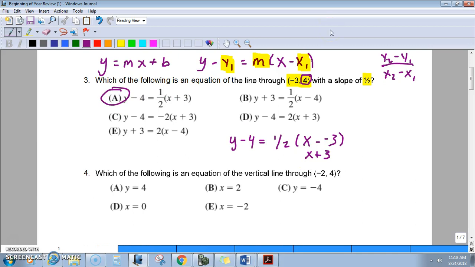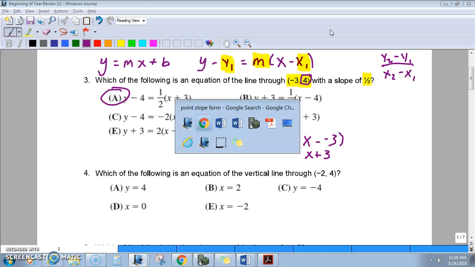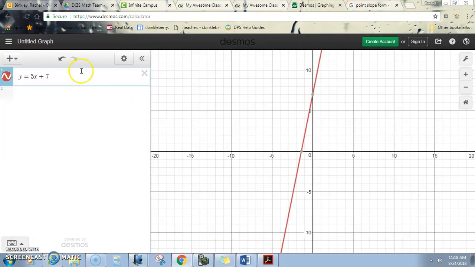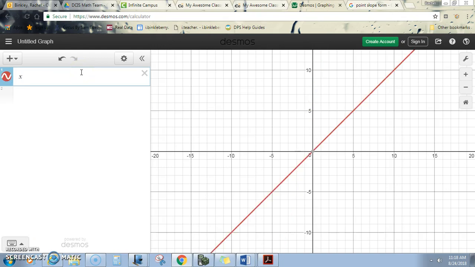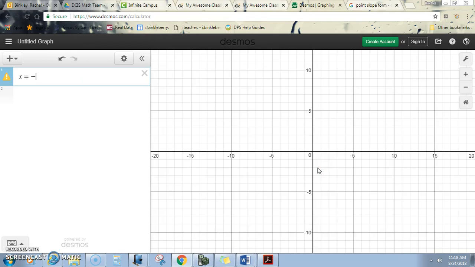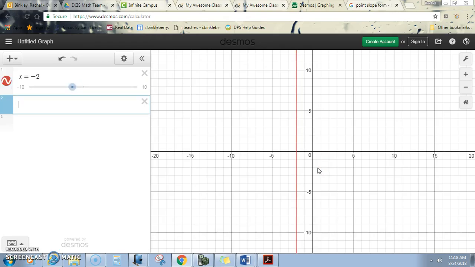Question number 4, which of the following is an equation of the vertical line through -2, 4? I have Desmos still pulled up. I'm not sure if Desmos does this because it's not a function, but I actually think it does. If I put in x equals, and what is x equal to here? -2. Okay, that is the answer because x is going to be -2 here all the time, and I know it's a vertical line, so it's got to be straight up and down.